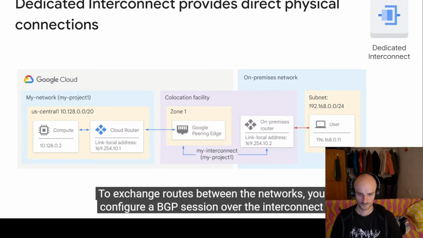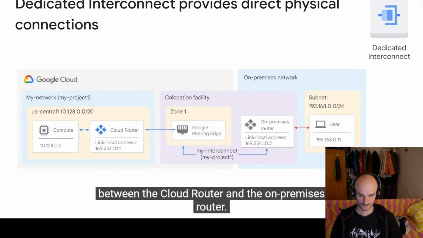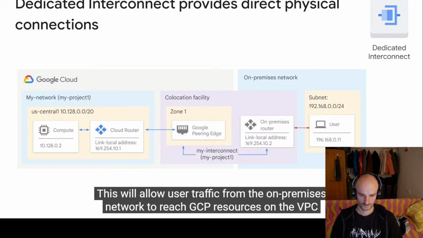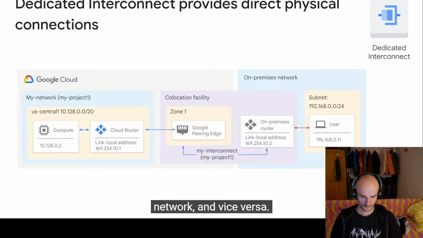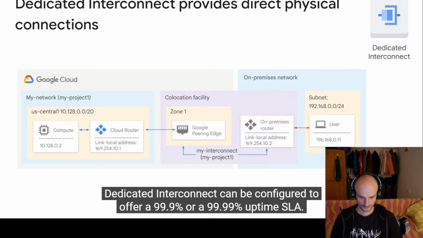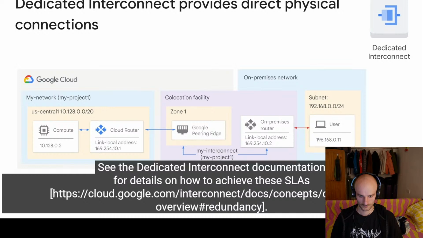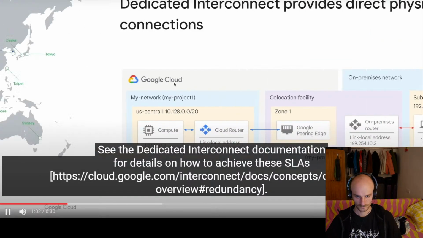To exchange routes between the networks, you configure a BGP session over the interconnect between the cloud router and the on-premise router. This will allow user traffic from the on-premise network to reach GCP resources on the VPC network and vice versa. Dedicated interconnect can be configured to offer a 99.9% or a 99.99% uptime SLA. See the dedicated interconnect documentation for details on how to achieve these SLAs.